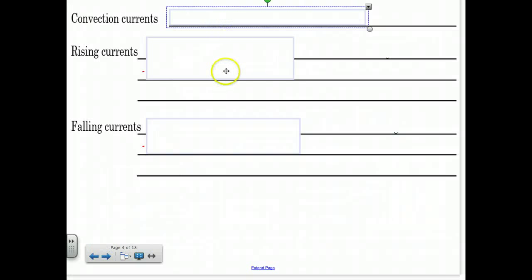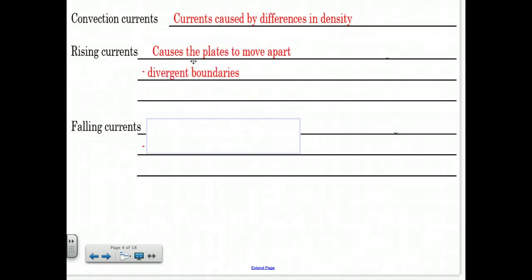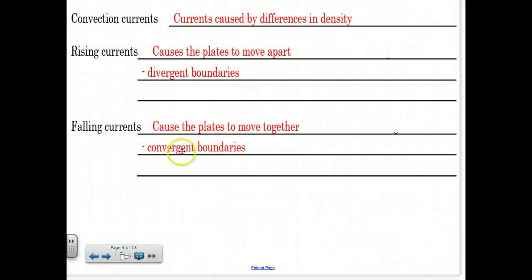If we look at what a convection current is, convection currents are caused by differences in density. You saw this in 8th grade with weather. The reason why weather happens and wind happens is because the Earth's atmosphere heats, and it causes differences in density. Rising currents cause the plates to move apart. They're called divergent boundaries. Places where the plates are moving together, or convergent boundaries, are caused by these currents that are falling.